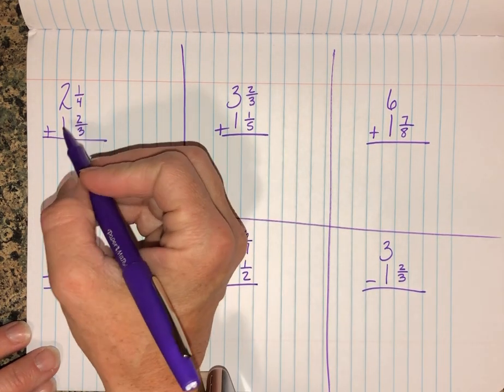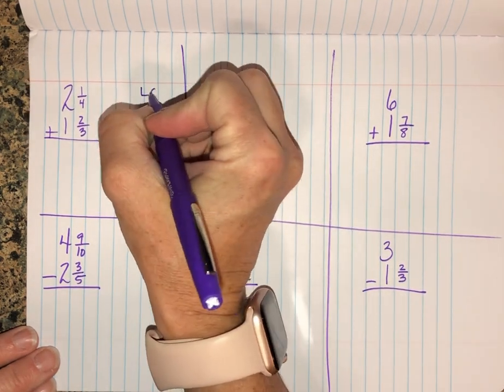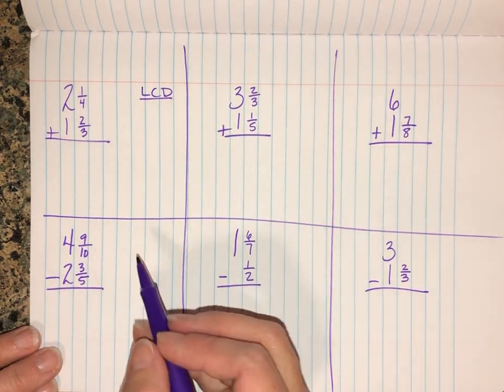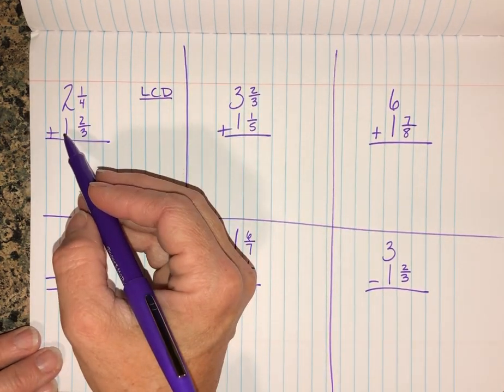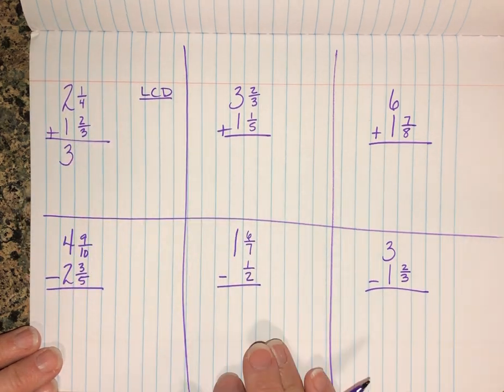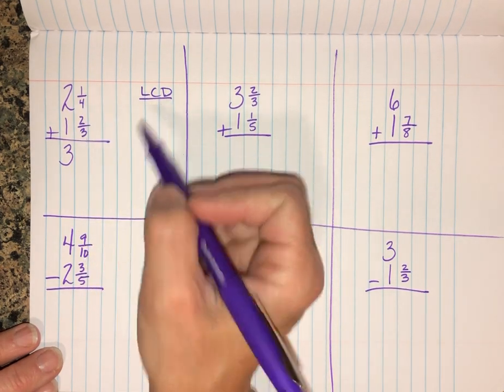So this one here, 2 1/4 plus 1 2/3. We're going to find our least common denominator, again, just like we did before. But these whole numbers here, just add 2 plus 1 and throw the 3 down there. It's not a big deal. But when we jump over to the fraction lane, we've got to find our LCD.